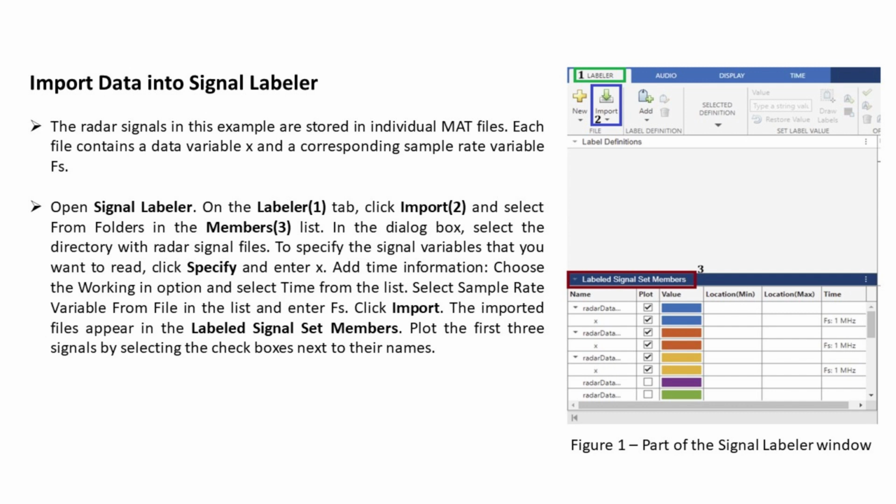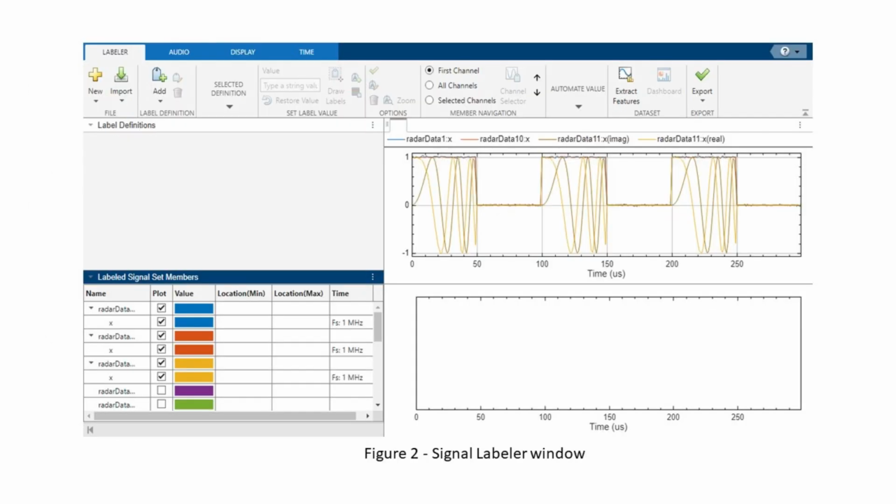Plot the first three signals by selecting the checkboxes next to their names. Let's take a look at the Signal Labeler window displayed on the screen. In this window, you can see the various components that make up the Signal Labeler tool. On the left side, we have the Label Definitions panel, which allows you to define the labels that you'll be applying to your signal data.